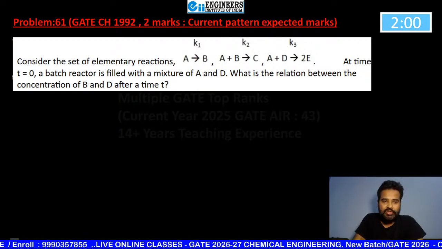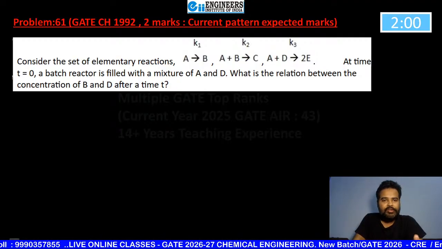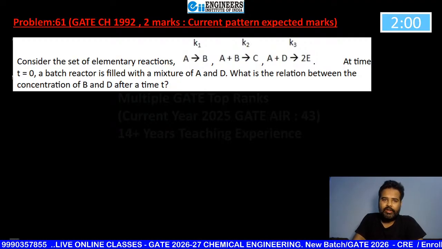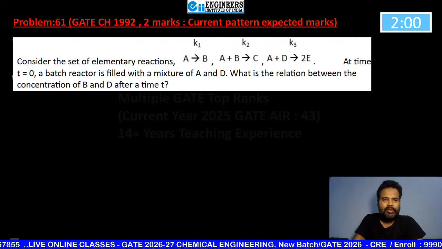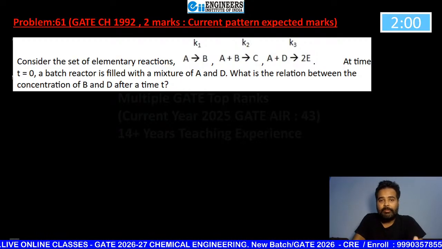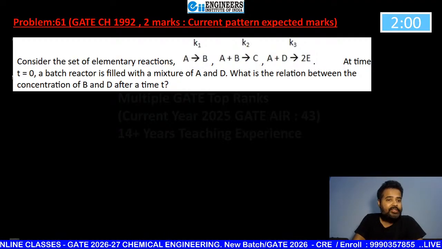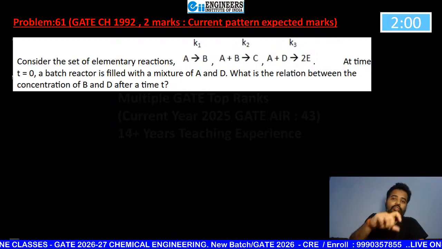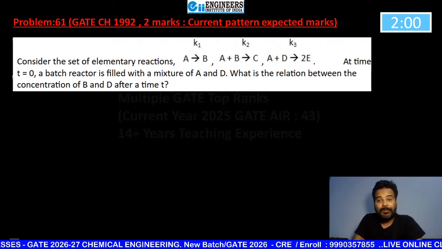So this is today's problem number one, that is problem 61, GATE Chemical Engineering 1992. If this question they are going to ask this time, then it is a 2 marks question. Previously, 5 marks, 6 marks questions are also there. So consider the set of elementary reactions: A is forming B, A plus B forming C, A plus D forming 2E. At a time t equals 0, a batch reactor is filled with a mixture of A and D. What is the relation between the concentration of B and D after a time t?